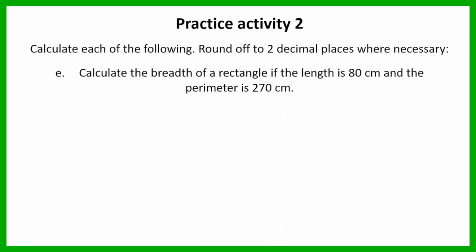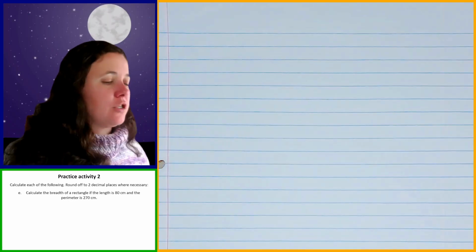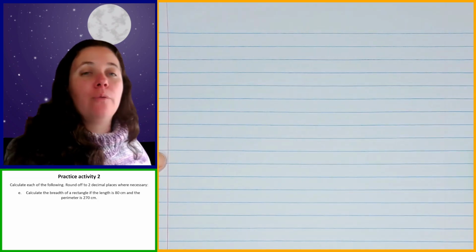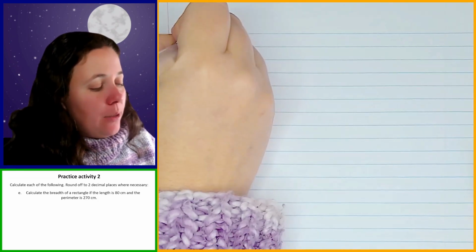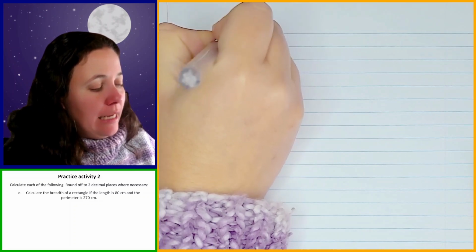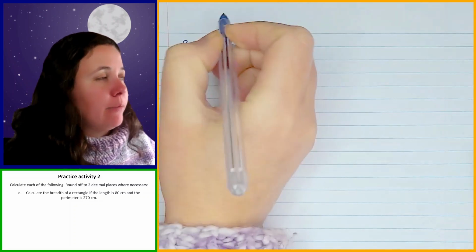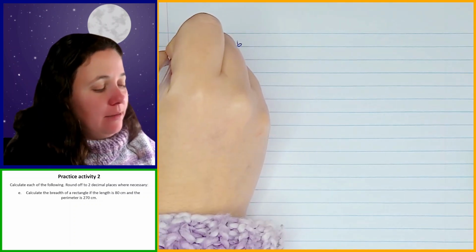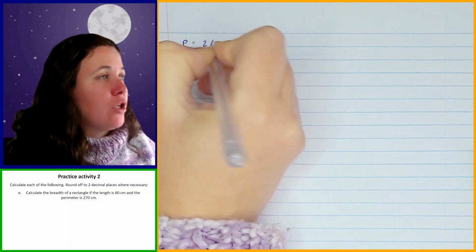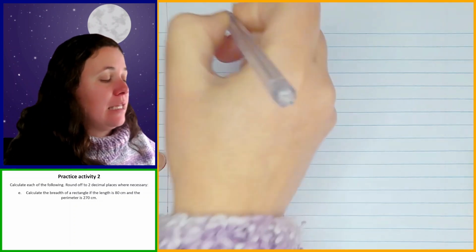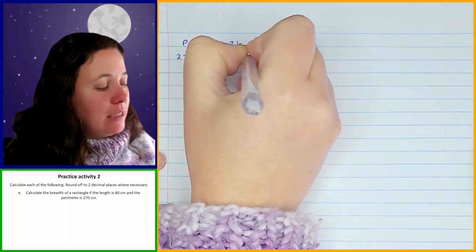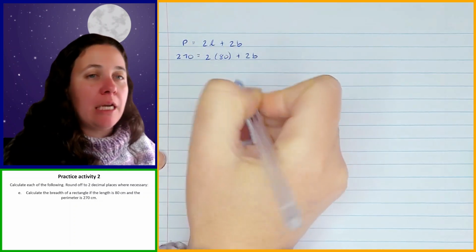Okay, so let's go through that example. So first of all, we are working over here with the perimeter of a rectangle. So the formula that we're going to be using is perimeter is 2 lengths plus 2 breadths, and I'm going to fill in my values. So my perimeter is 270. We have to work out the breadth, and they've told us that the length is 80. So it's going to be 2 times 80 in brackets plus 2b, because we're working out b.